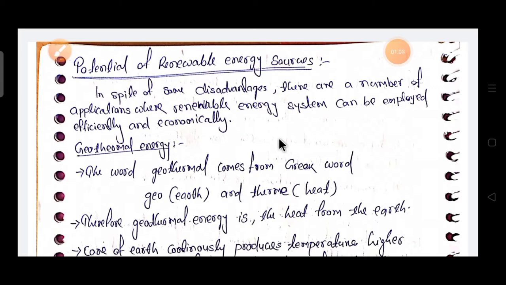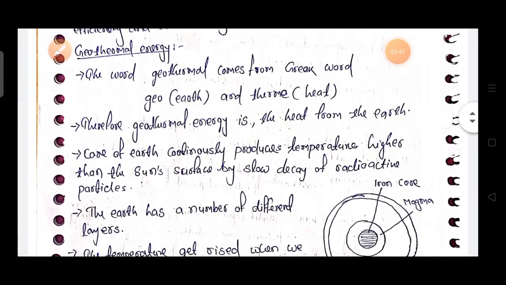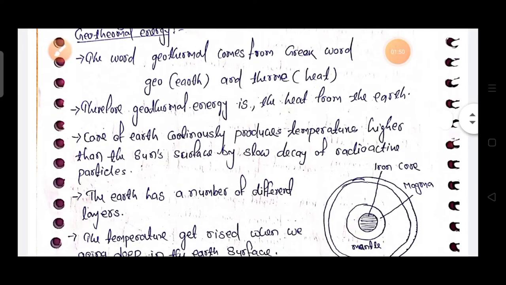One type of renewable energy here is geothermal energy. What do you mean by geothermal energy? Geothermal is a Greek word which consists of two words, geo and therm. Geo means earth and therm means heat. That means geothermal refers to the heat inside our earth. Therefore, geothermal energy is the heat from the earth.